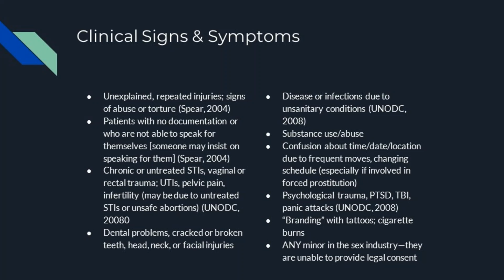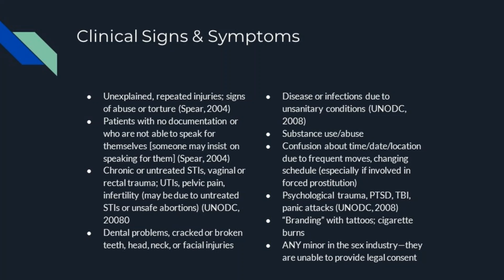Some patients will have head and neck problems from being injured by an abuser. So this could be cracked or missing teeth, and then head, neck, or facial injuries. And then things like disease or infections due to unsanitary conditions. So this is where if you see someone with hepatitis, just taking another look and finding out how and why they may have contracted it. And then that education about prevention.